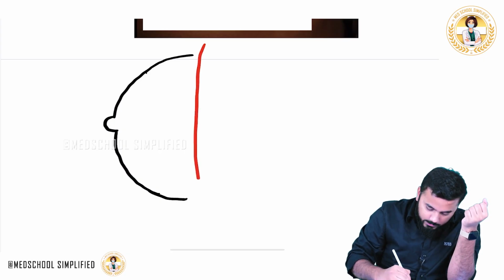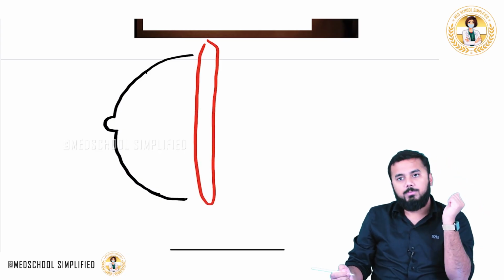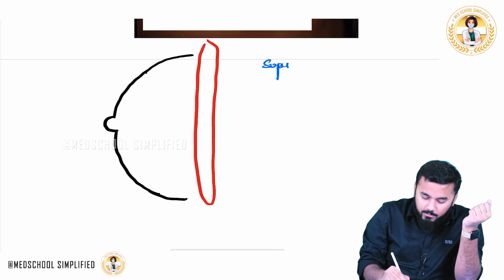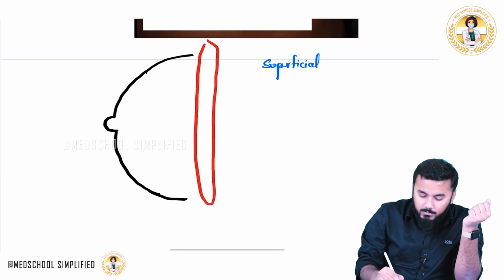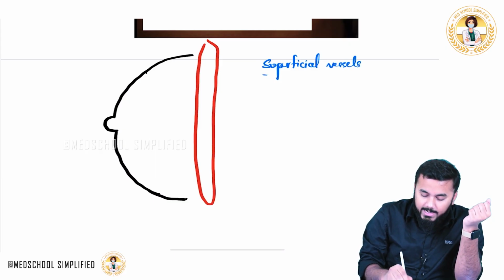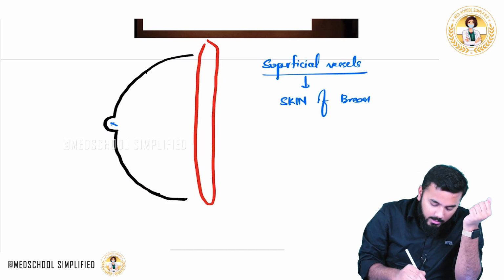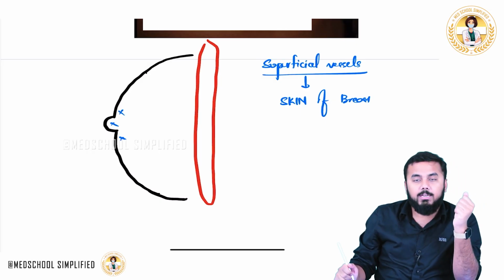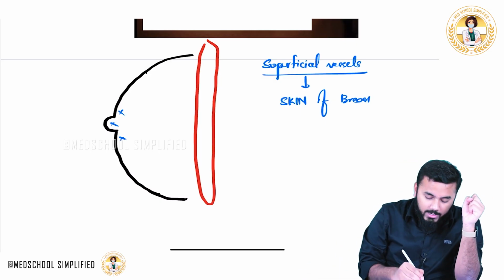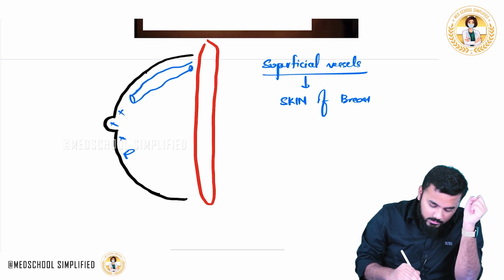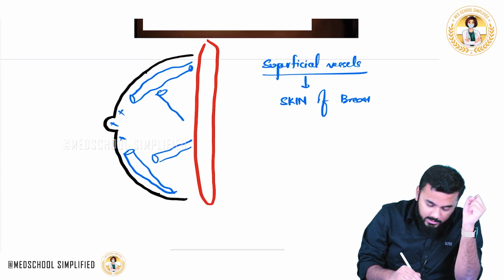And let us say that this is pectoralis major muscle. So superficial vessels, what they do is that they drain only the skin of breast. They do not drain the nipple. They do not drain the areola surrounding it. They only drain the skin of the breast. So let us say diagrammatically that they are draining only the skin like this. Okay, they are draining only the skin in this way.